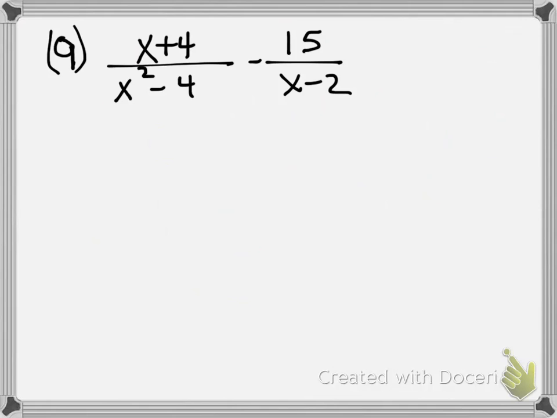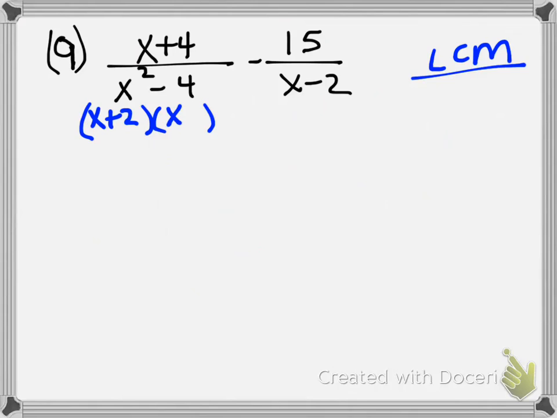For number 9, my denominators are different. I'm going to have to find the least common multiple, but before I can do that, I actually have to make sure everything's factored. So x squared minus 4 is the difference of two squares. So x plus 2 and x minus 2 will be what that is actually factoring into.